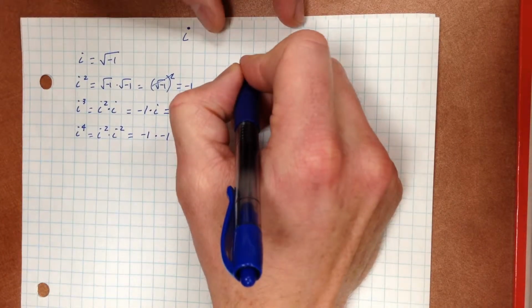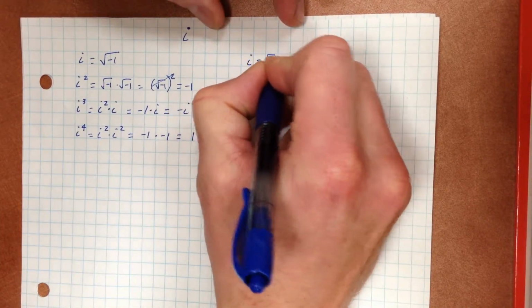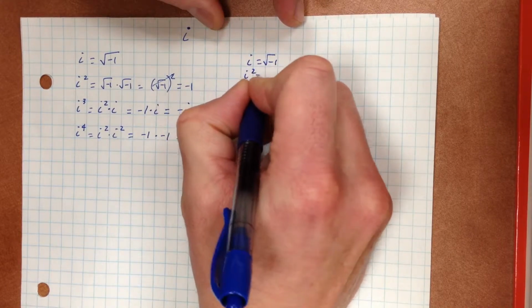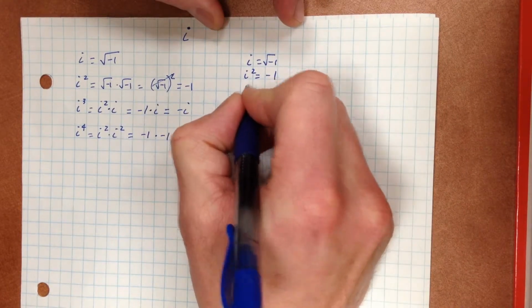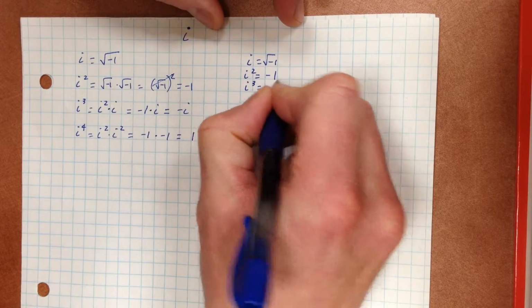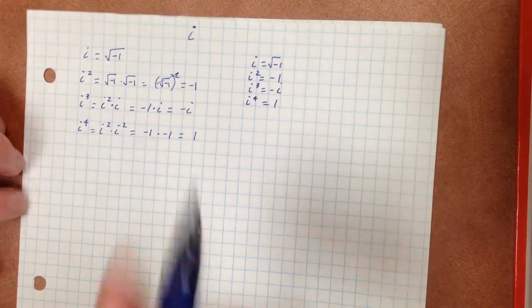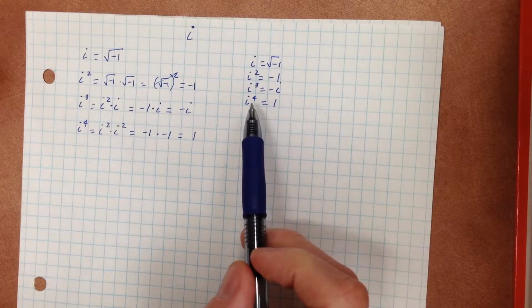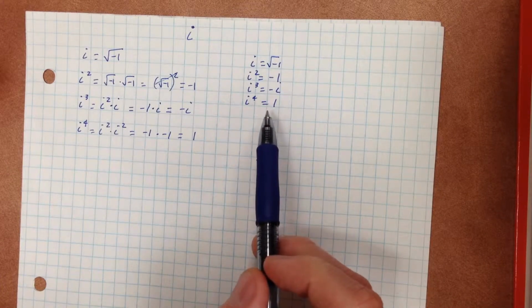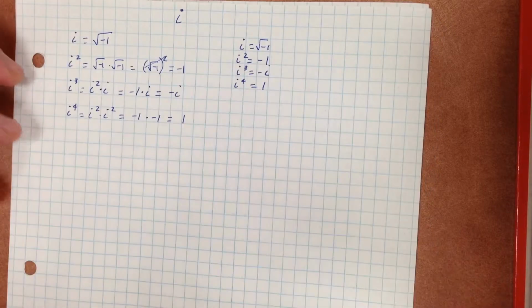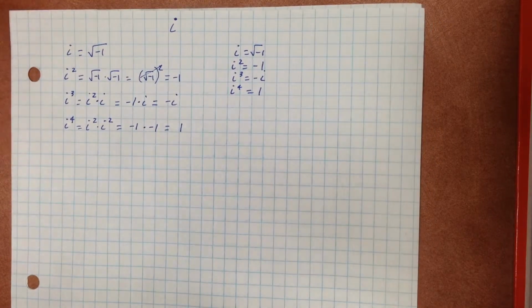So to summarize this, I equals the square root of negative 1. I squared equals negative 1. I cubed equals negative I. And I to the fourth equals 1. So each 4-pack, each I times I times I times I actually equals 1. That allows you to simplify quite a few things here.